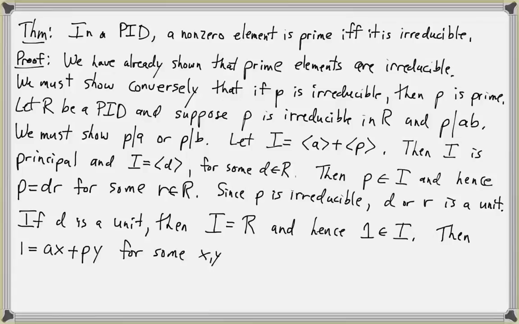For some elements X and Y. And then if I multiply this equation by B, I have B equals ABX plus PBY. And if we look on the right-hand side, we know that P divides AB, and therefore P divides both terms on the right-hand side, and therefore must divide the whole sum, which equals B.